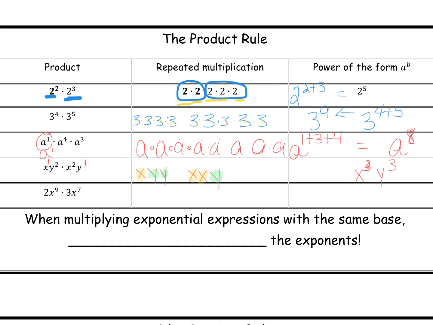So you can separate these. You can write x to the 1 plus 2, which I took from here and here. And then I have y to the 2 plus 1. So both of those give me my exponents of 3.